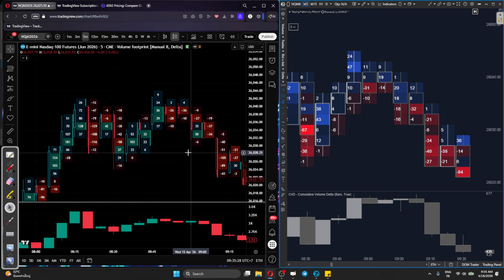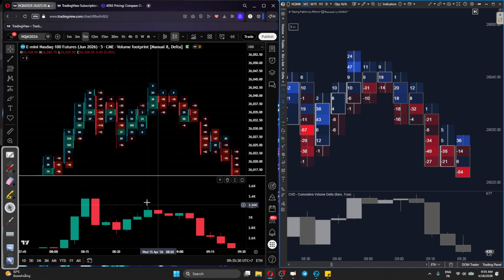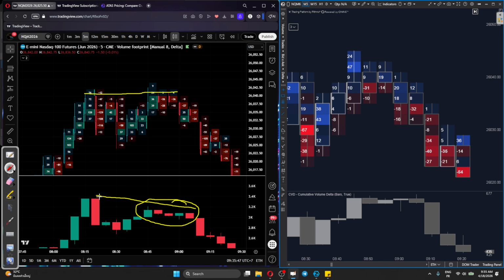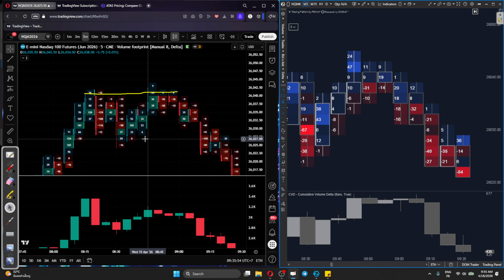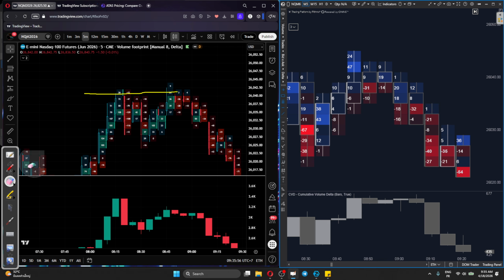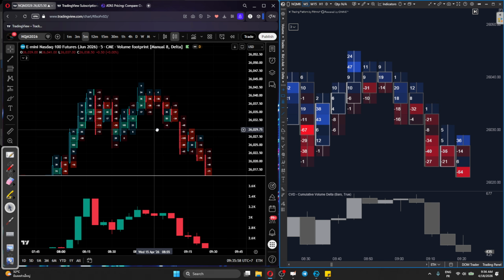Here we can see that price is making essentially the same highs, right? Equal highs. And CVD is making a lower high. So that is what you would call exhaustion here. Even though we made equal highs, we had fewer buyers than we had here, okay? If you've watched my CVD divergence or CVD videos, you would know what this is. I think most of you are aware of what a CVD divergence is.